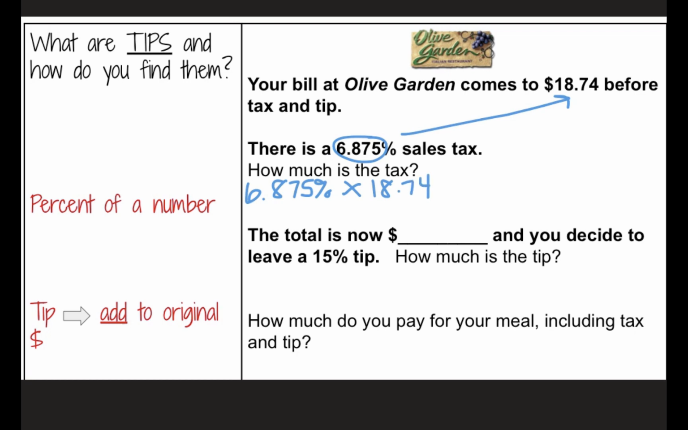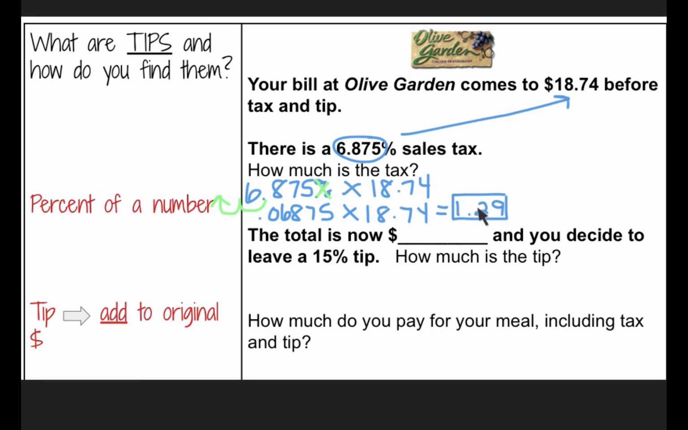When we're working with percents, we want to get them in that equivalent decimal form. So back it up, back it up. My percent sign comes off. And what I'm going to type in my calculator is 0.06875 times $18.74. Go ahead and do that. I get a value of $1.29.